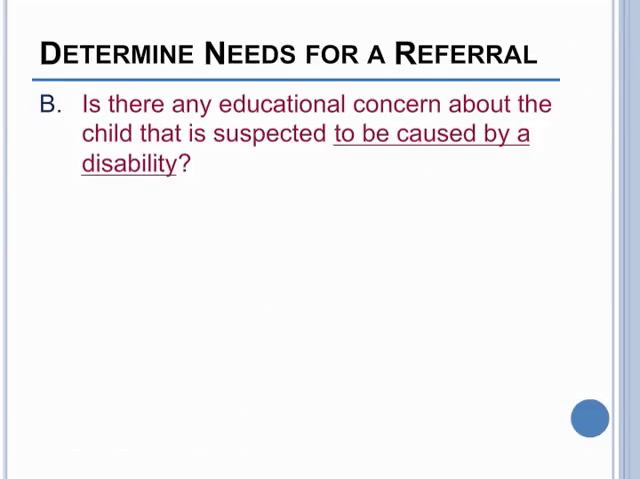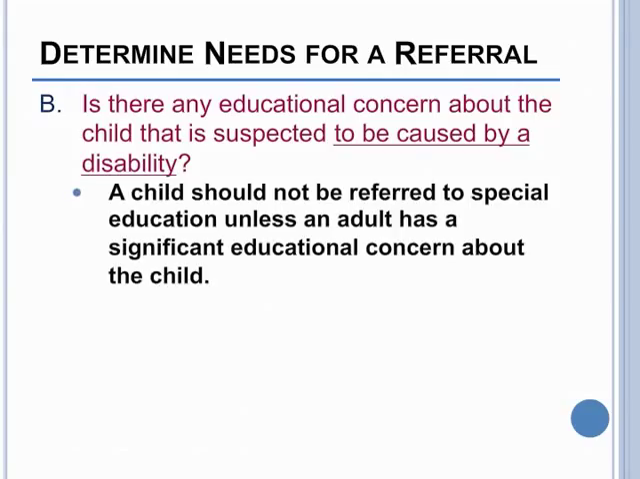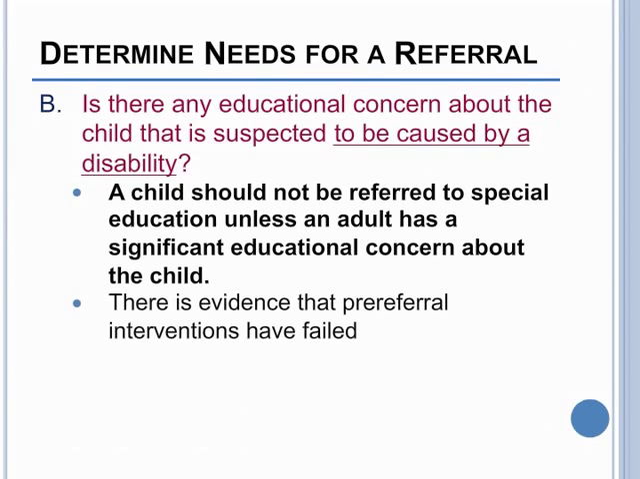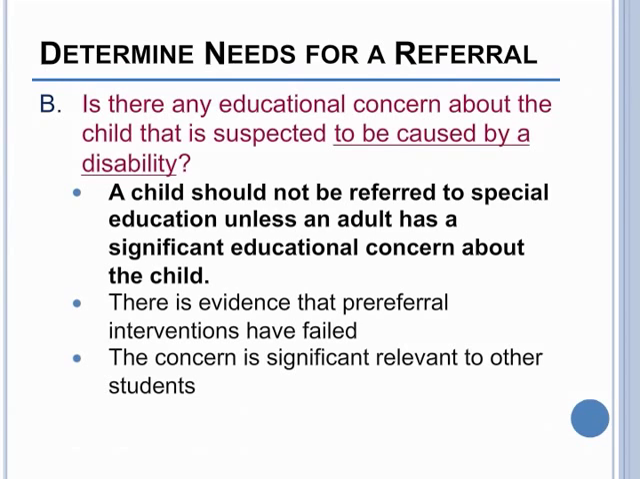The second question is, is there any educational concern about the child that is suspected to be caused by the disability? A child cannot be referred to special education unless the adult has a significant educational concern and there is evidence that the pre-referral interventions have failed, that progress monitoring and data-based decision-making occurred through the RTI process. And the concern is significant when you can do a comparison to other students.